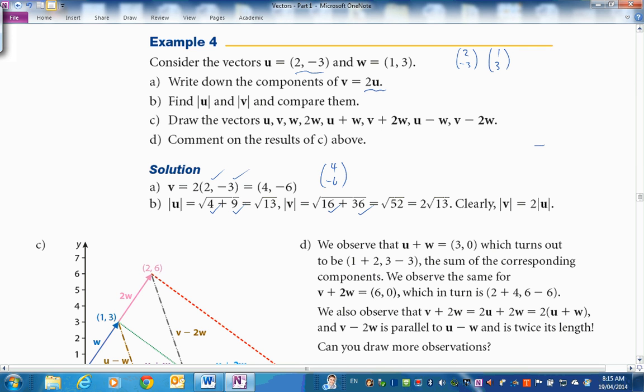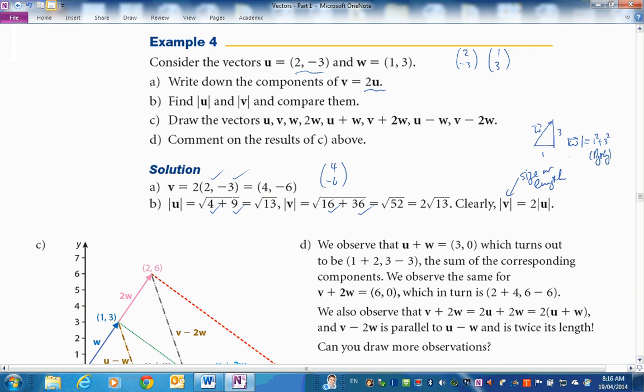Let's do 1, 3. What's the length of that vector? Let's say that's w in this case. It's not what we asked for, but anyway, the length of w, so we're going to use that absolute value notation, is the square root of 1 squared plus 3 squared by Pythagoras. So the length of the vector is always the square root of the sum of those squares. And we're going to use this notation here, with the absolute value or modulus notation, to mean size or length of the vector. Okay. Draw some vectors and comment on the results of C above.